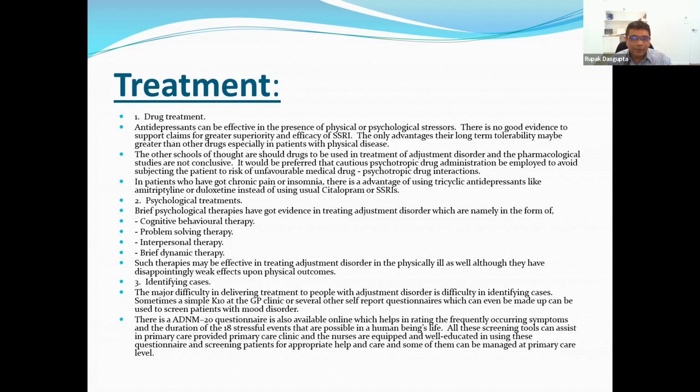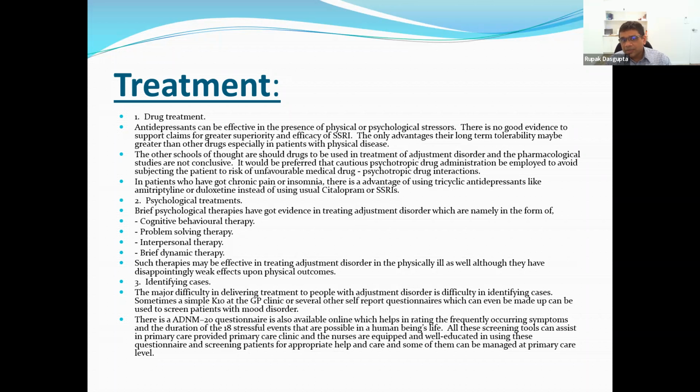Some of the bolder ones will put the patient on Lexapro and then send the patient to you. But antidepressants can be effective in the presence of physical and psychological stressors. There is no good evidence to support claims for greater superiority and efficacy of SSRIs. So in adjustment disorder, we almost see an epidemic of Lexapro or escitalopram that is not really needed. Other medications can be tried depending on the patient's condition. The only advantage for the long-term use of SSRIs is their tolerability, which may be greater than other drugs, especially in patients with physical disease.